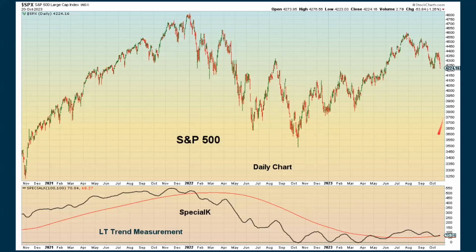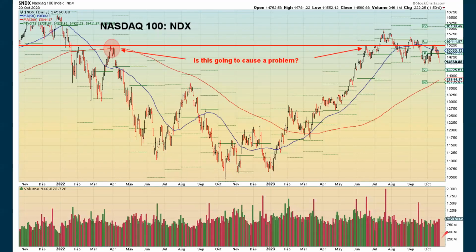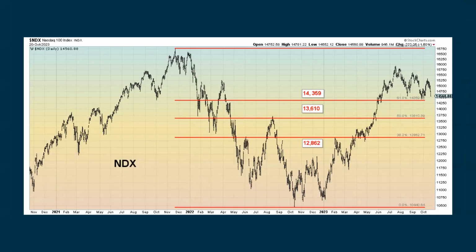Here's the daily special K chart where we're still pretty much on top of the red line. And looking at the NASDAQ 100, we may get some support here. It's coming down to these previous lows right now. Will this end up being a support level that the NASDAQ 100 can bounce up off of? If the NASDAQ 100 is doing better, that means the S&P 500 is also doing better because mega stocks are in both of those indexes.